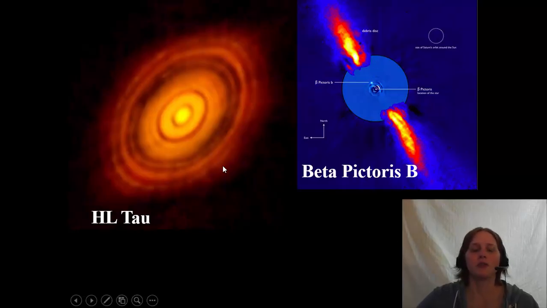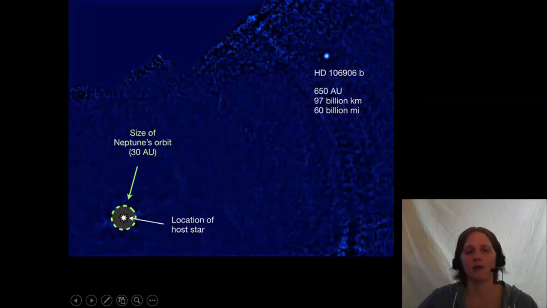And I probably should have showed you this picture when we were talking about the formation of the solar system, but this is a very new image of a system called HL Tau, and it's a real picture of a forming solar system in our galaxy. And you can actually see the places where the forming planets are clearing out their orbits. So this is an amazing picture.